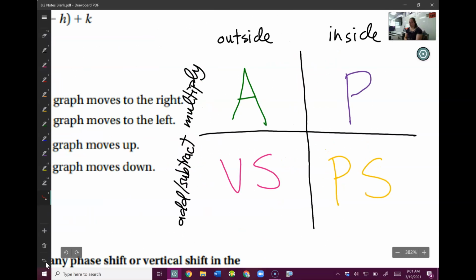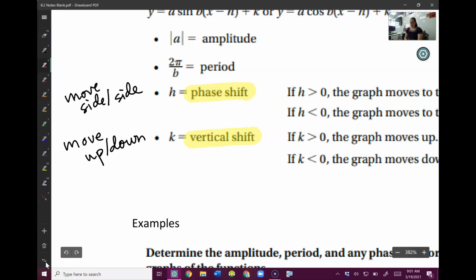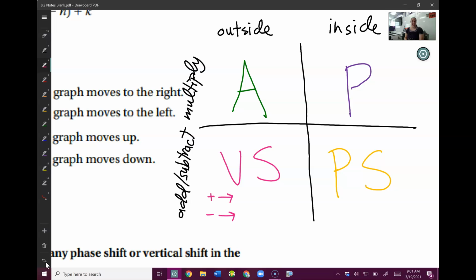Now we also need to do one other thing. We need to list what direction adding and subtracting is. So first off, vertical shift, that's up and down. So we would think if we're adding something, that's going to move our graph up. If we're subtracting something, that's going to move our graph down. And that's totally right. For a vertical shift, adding means up, subtracting means down.